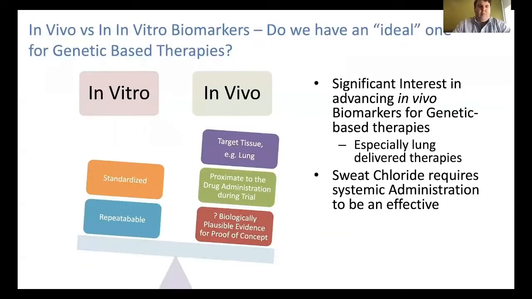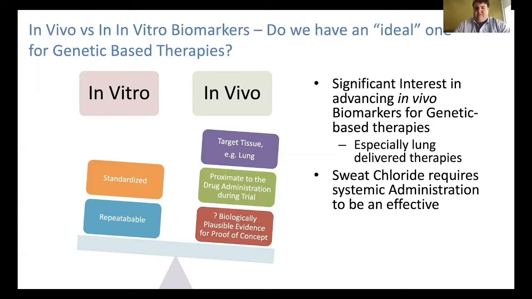So do we have an ideal biomarker, especially for the next set of trials, including genetic-based therapies? Of course, the tipping point may come in what is of most interest to sponsors, and right now appears to be related to in vivo for clinical trial development, especially proof of concept studies, because of target tissue delivery, the proximate nature of the drug administration during the trial with the measurements, and the biological plausibility and evidence for proof of concept. However, there are many important and desirable facets of in vitro biomarkers, which include the relative standardization, the level of repeatability, and there's a significant amount of prior experience with these.